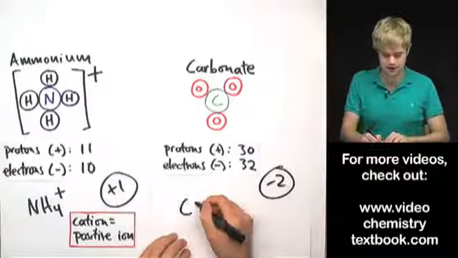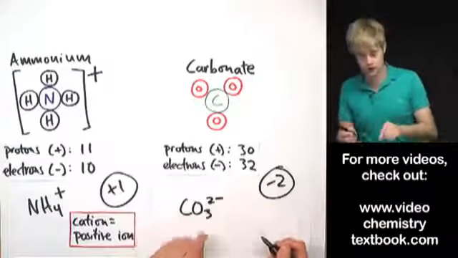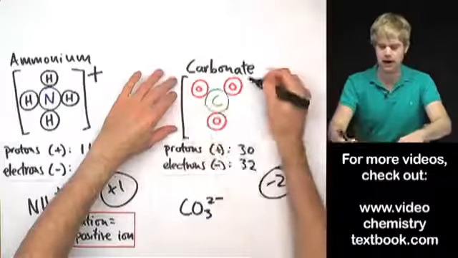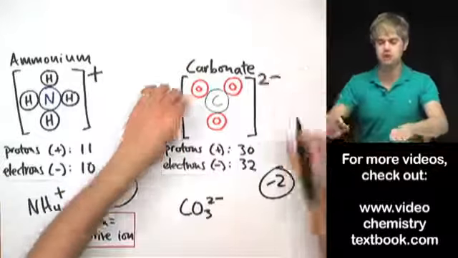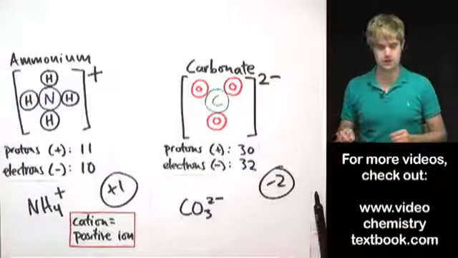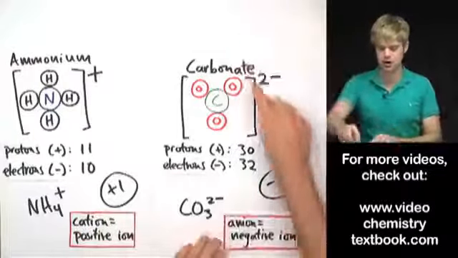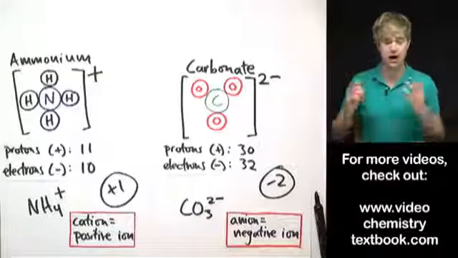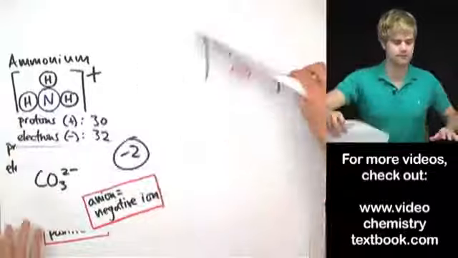I can write the formula for this polyatomic ion as CO3 2-, 1 carbon, 3 oxygens, total net charge of 2-. And then I write my structure in brackets and put a 2- here to show that this whole thing has a net charge of 2-. We call ammonium a cation because it has a positive charge, so we can call carbonate a polyatomic anion, for negative ion. As I said before, there are a whole bunch of polyatomic ions.